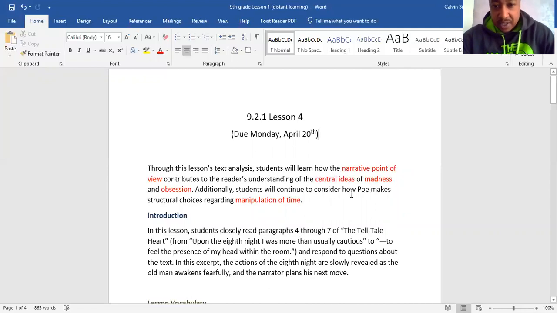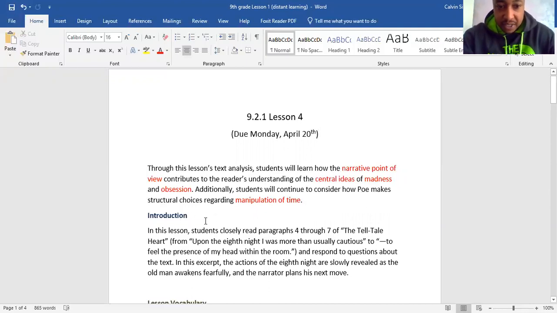Additionally, students will continue to consider how Poe makes structural choices regarding manipulation of time, okay? So you might also remember manipulation of time when we talked about that in class, okay? Some of that will come back to your recollection and your memory as we continue with the lesson.